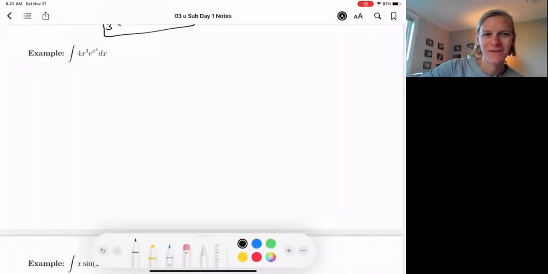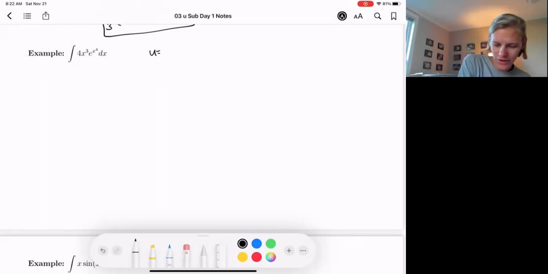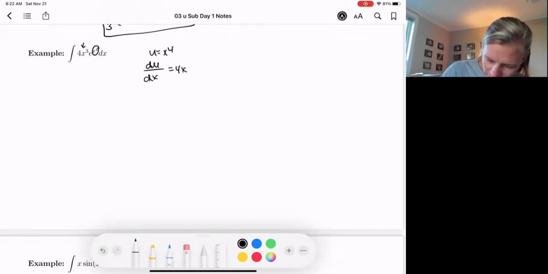Hopefully you've had a chance to think about what you would do for this one, or at least how you would get started. So once again, we're going to pick our u to be something that lives inside of another function, and we want to pick u so that its derivative lives in here as well. The derivative of x to the fourth is 4x cubed, so it would be good to pick x to the fourth for my u. And then du over dx is 4x cubed.